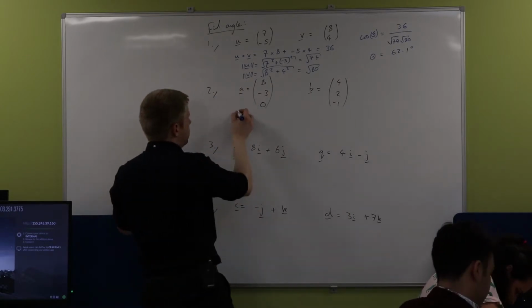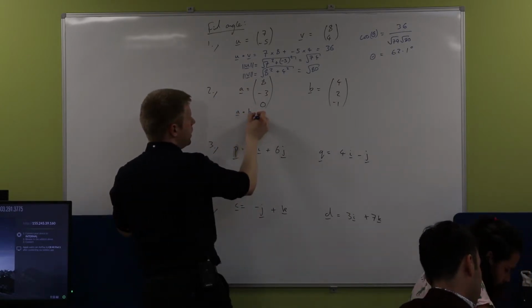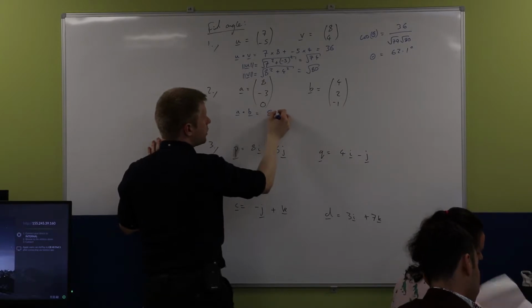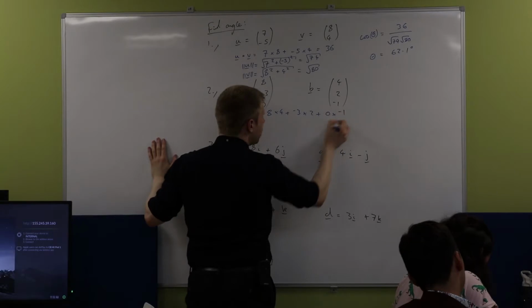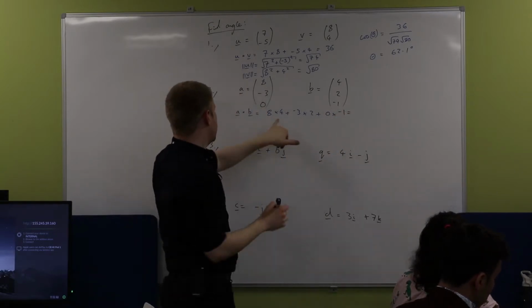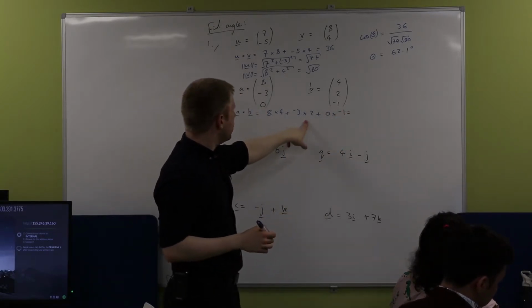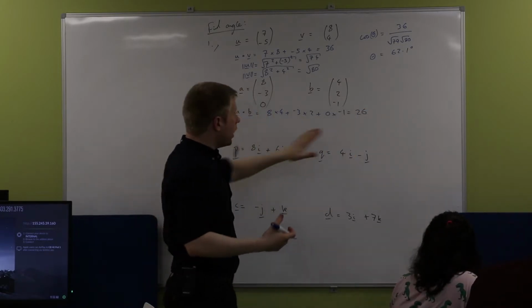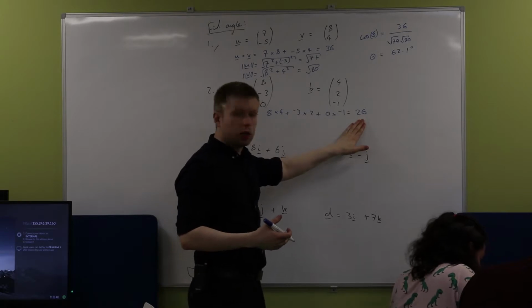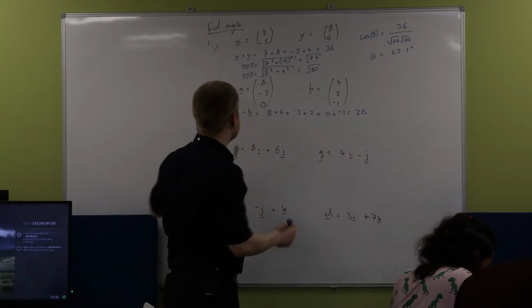Okay, let's do this one then. So first things first, we need a dot b. Similar kind of thing. So 8 times 4 plus negative 3 times 2 plus 0 times negative 1. So this thing should come out as 8 times 4 is 32, take away 6, so that's 26, right? So again, I know that my answer is going to be acute. So I'm looking for an answer between 0 and 90.